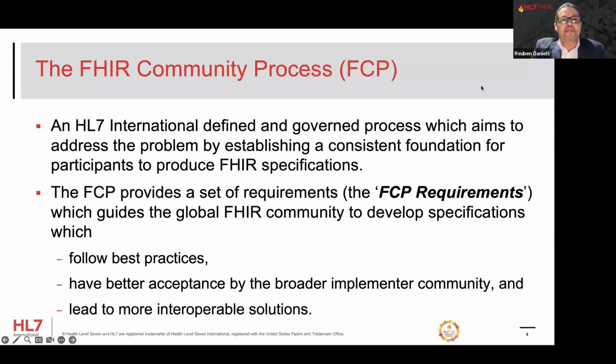So what is the FCP? It's an HL7 international defined and governed process, which aims to address the problem I've just outlined by establishing a consistent foundation for participants to produce FHIR specifications. The FCP operates by providing a set of requirements, we call them the FCP requirements, which guides the global FHIR community to develop specifications which follow best practices, have better acceptance by the broader implementer community, and lead to more interoperable solutions.